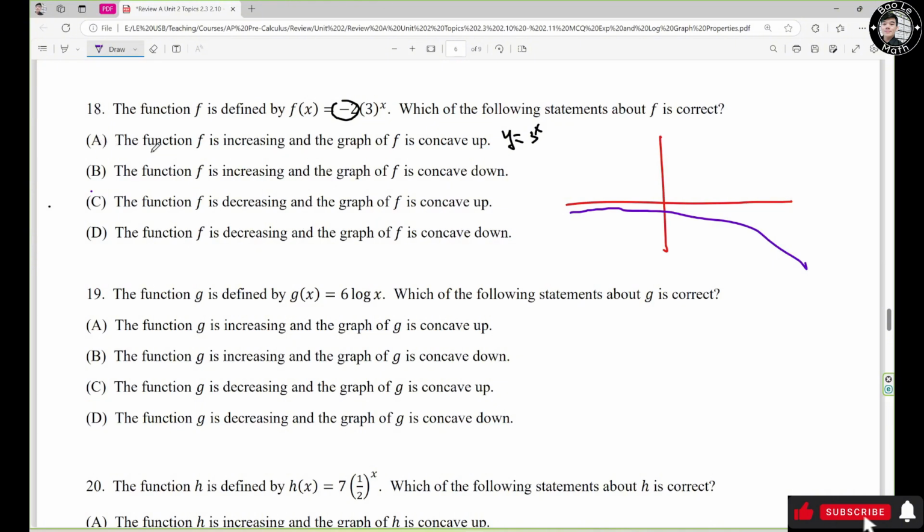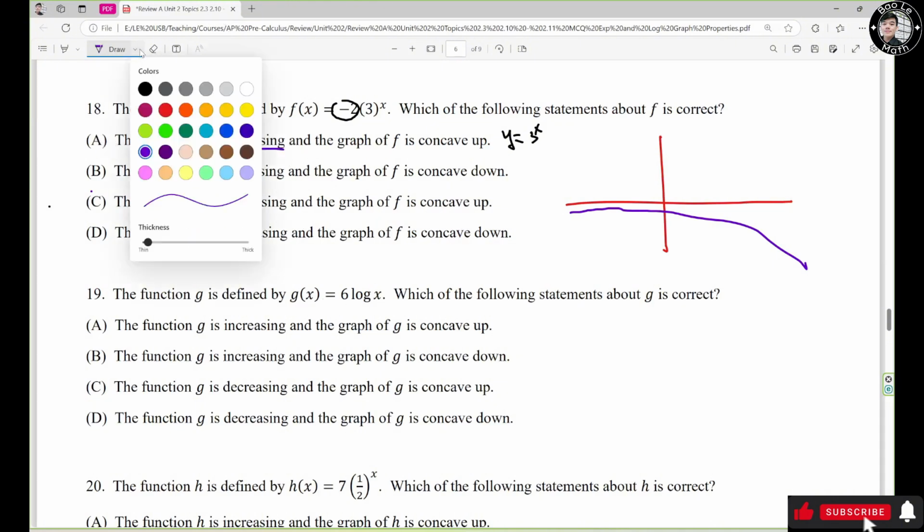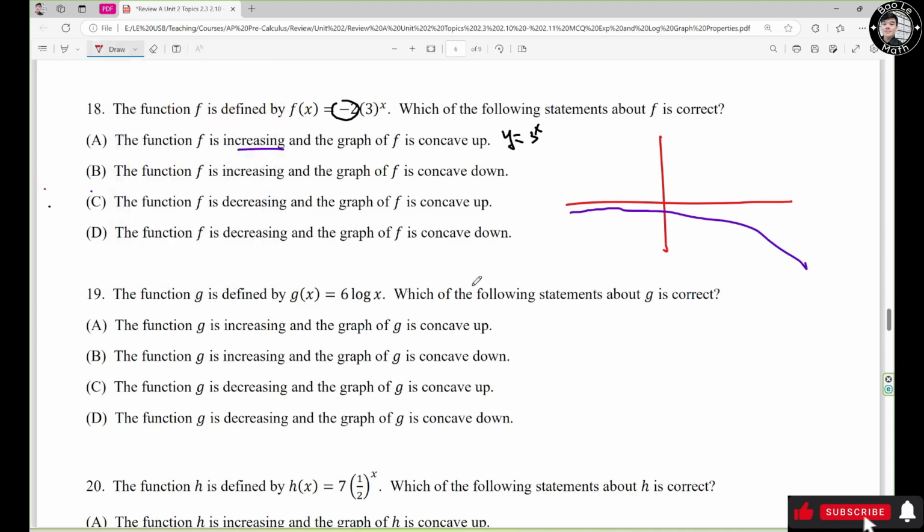Now, answer choice A. The function f is increasing. Alright, in order to know if it's increasing or decreasing, we need to draw the tangent line. So, the tangent line is going down, which means the slope is negative. So the function is decreasing, so you need to eliminate A and B. Now, answer choice C, the function f is decreasing, and the graph of f is concave down, right? This is concave up, so this is wrong. The answer choice must be D.